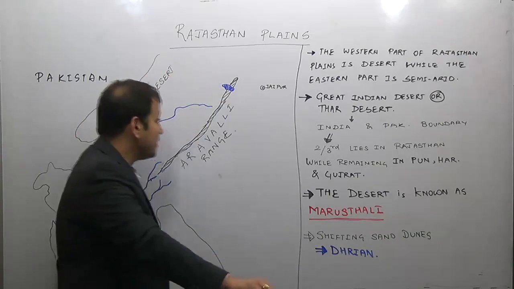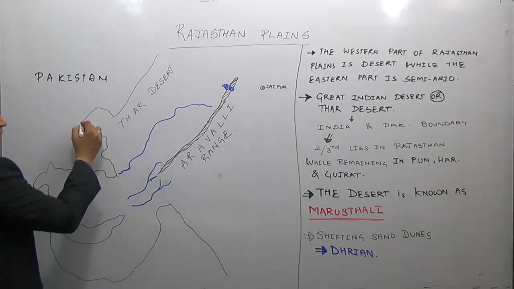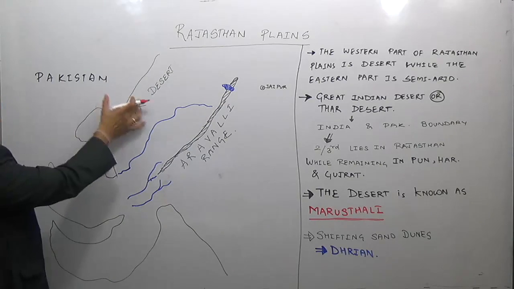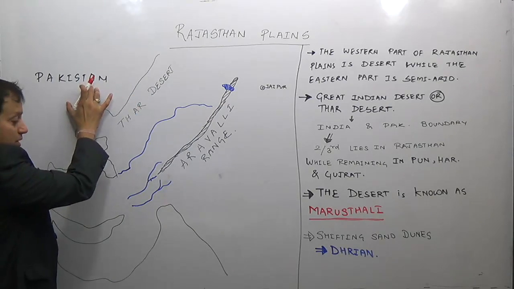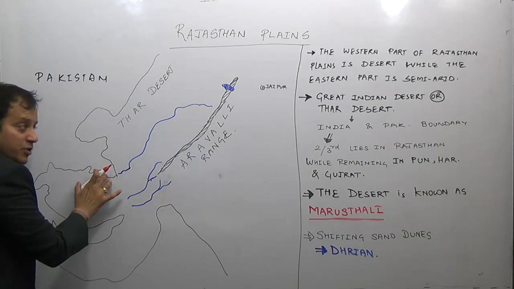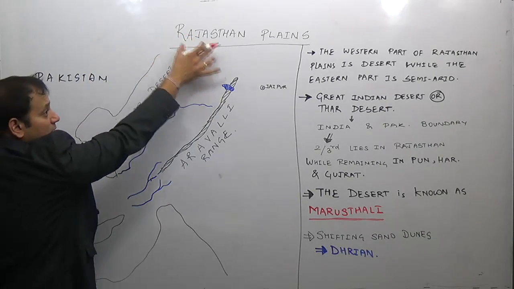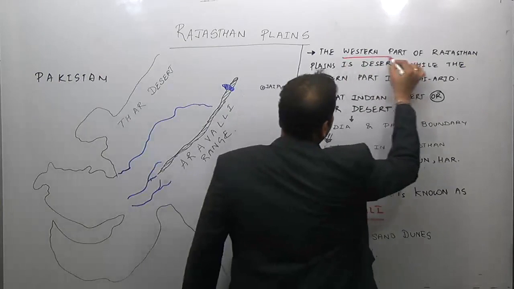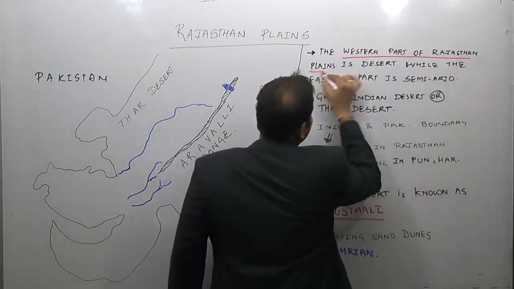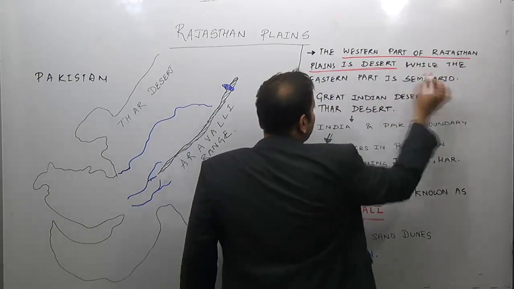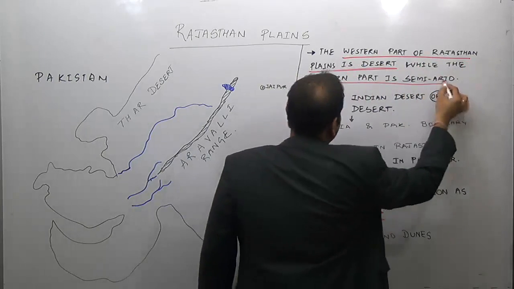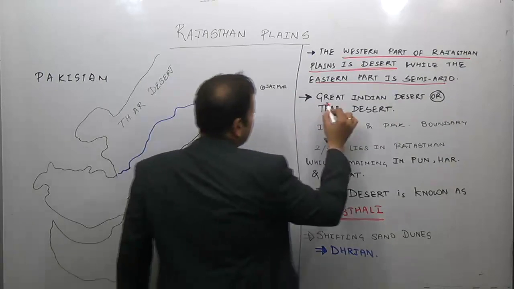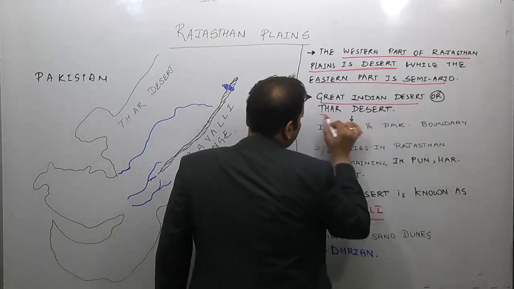So where does the desert lie? The Thar desert, as you can see, it lies on the western part of the plains of Rajasthan. Sometimes it extends into Pakistan. Some of the desert extends into Gujarat, some of the desert into Haryana, and some of the desert into Punjab region. So the western part of the Rajasthan plains is desert, while the eastern part is semi-arid region. What is the name of the desert? The name of the desert is the Great Indian Desert or the Thar Desert.